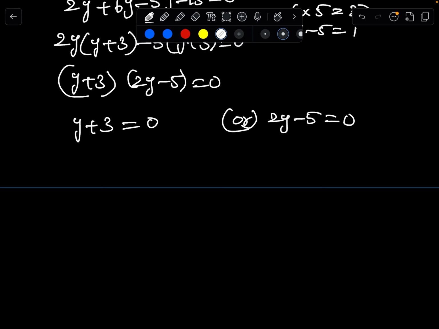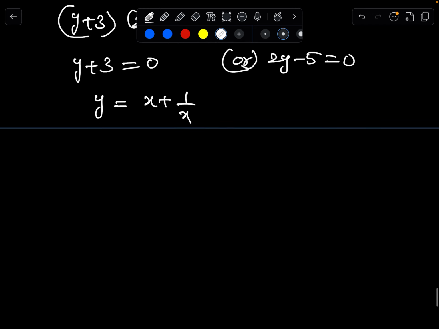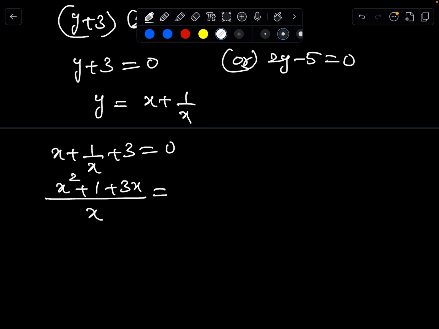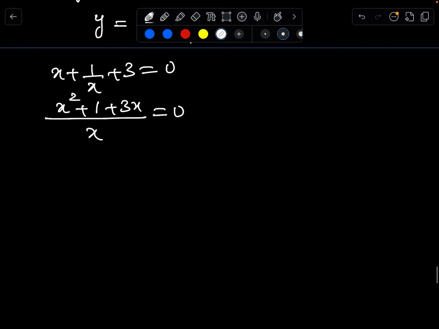Now we get the two roots: y plus 3 equal to 0 or 2y minus 5 equal to 0. Here again substitute the y value, that is x plus 1 by x, in these two linear equations. Substitute: x plus 1 by x plus 3 equal to 0. Take the LCM; x is the LCM. x square plus 1 plus 3x equal to 0. Then we get the quadratic equation x square plus 3x plus 1 equal to 0.